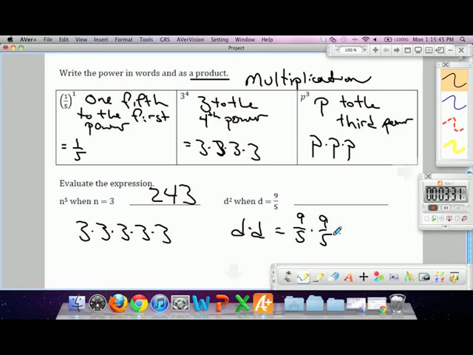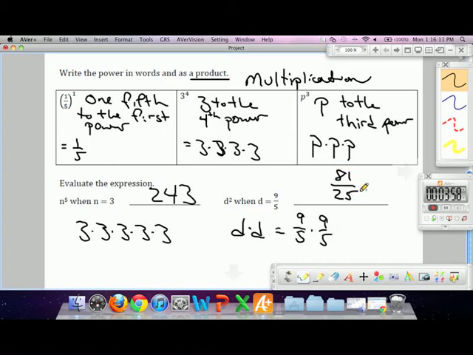So then what should we do instead? Just multiply across the top, multiply across the bottom. Multiply straight across. If we're only multiplying on one side of an expression, then we multiply straight across. So that means that 9/5 squared is the same as 81 over 25.